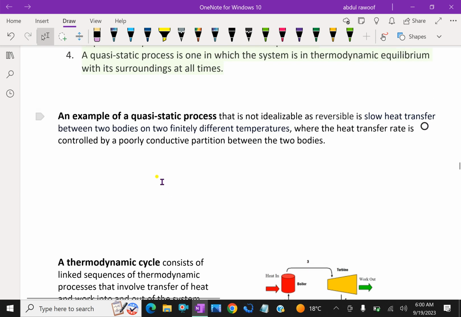An example of a quasi-static process that is not idealizable as reversible is slow heat transfer between two bodies at two finitely different temperatures, where the heat transfer rate is controlled by a poorly conductive partition between the two bodies.